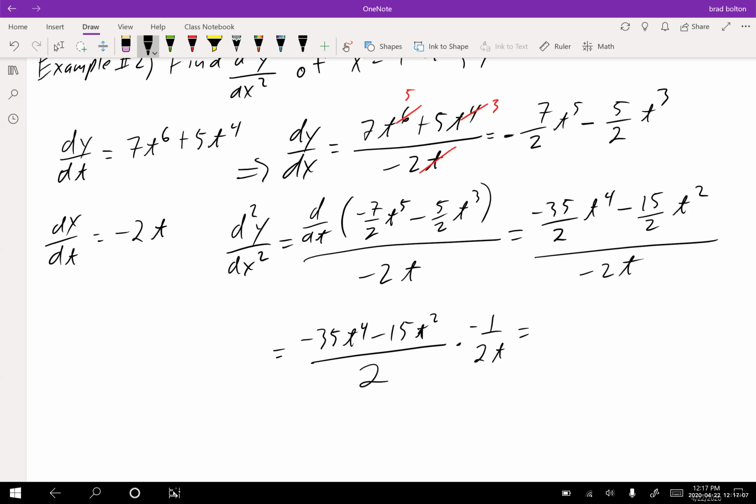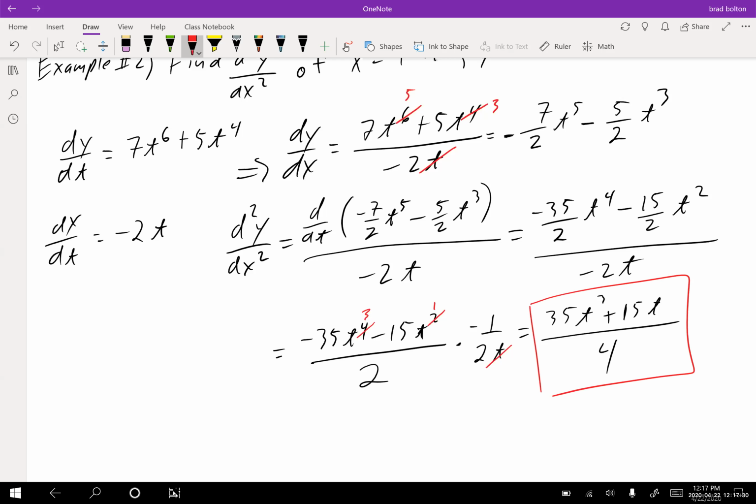And that will become 35t cubed plus 15t, all over 4. Because this t is going to cancel with each one of those. So we end up with 35t to the 3rd plus 15t all divided by 4. So this would be my second derivative. Okay. So take a minute, make sure you're caught up.